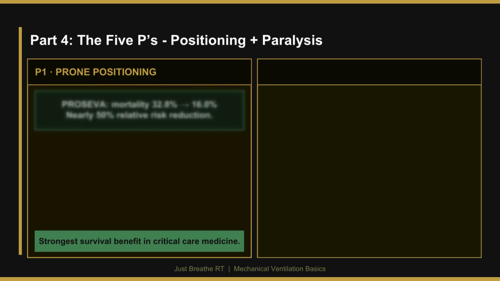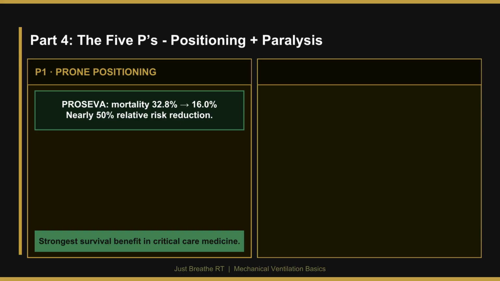The landmark PROSEVA trial demonstrated a 28-day mortality reduction from 32.8% to 16.0% in patients with severe ARDS, a nearly 50% relative risk reduction when prone positioning was applied early and for at least 16 consecutive hours per session.